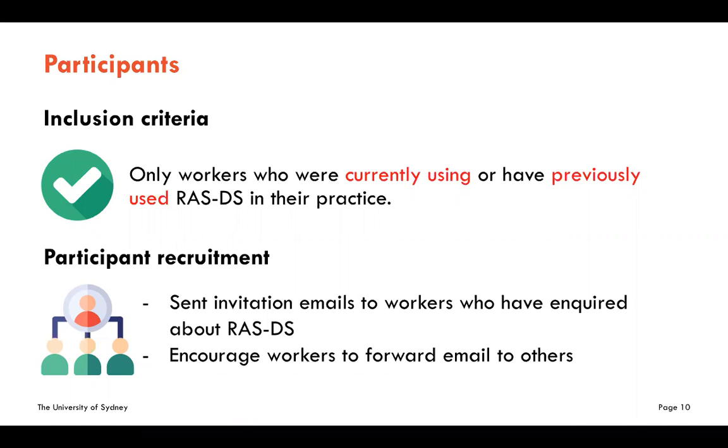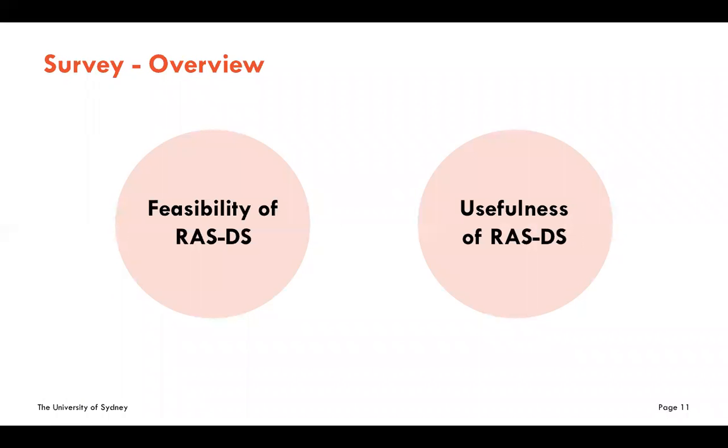To recruit participants for our survey, we sent out invitation emails to workers who had previously approached the RAS-DS research team to inquire about or seek permission to use it in their practice. This also included workers from other countries. To maximize our response rates, we also encouraged participants to forward the email to colleagues they knew were using or have used RAS-DS.